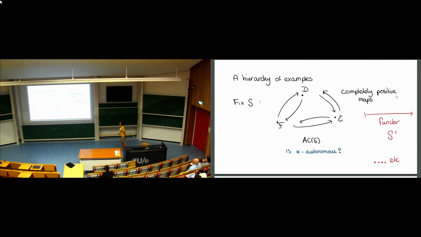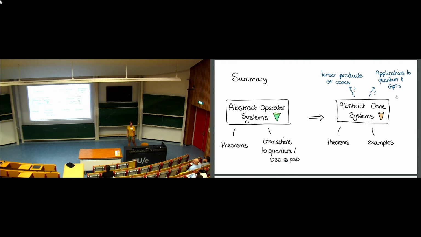So it's great fun. Just to summarize, I told you about abstract operator systems a little bit, some results that are known, some connections, or at least hints at connections to quantum theory. And I told you how we have been generalizing this to something we call abstract cone systems, where all these theorems still hold, where we have more examples than just that case. But of course, what I haven't talked about at all now is how this helps us in all these motivations that I had in the beginning. How can we use this to say something about these tensor products of cones? What are now the applications to GPTs, quantum theory, and so on? But this is all going to happen in the future, I hope.